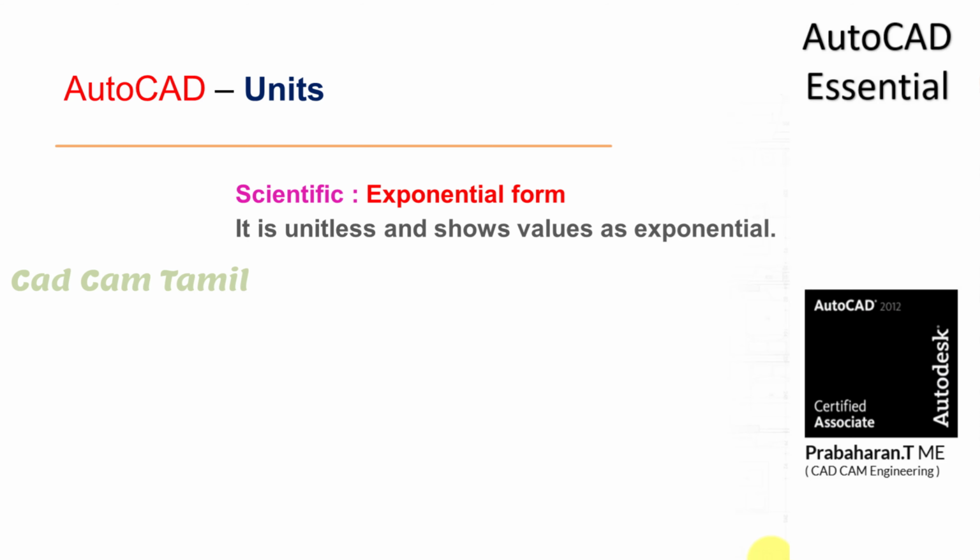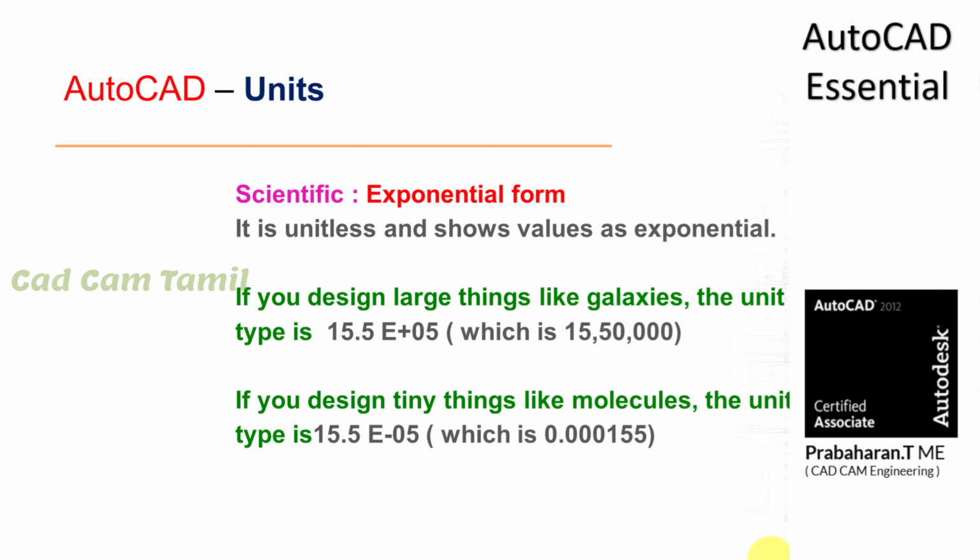In AutoCAD, exponential form or scientific form is unitless, just an exponential value. Okay. In AutoCAD, those exponential numbers will be expressed in terms of e power. That means 10 power. For example, if you are designing a very big product, something like a galaxy size, those values can be expressed in terms of e power. Similarly, if you are going to design very small or tiny parts like molecules, it will be expressed in terms of e power minus values.